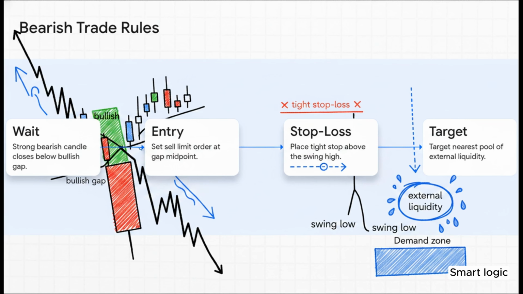Step 1, instead of trying to catch a falling knife and buying, you wait patiently. Wait for a strong bearish candle to slam through and close firmly below that bullish gap. It's now a bearish inversion FVG.